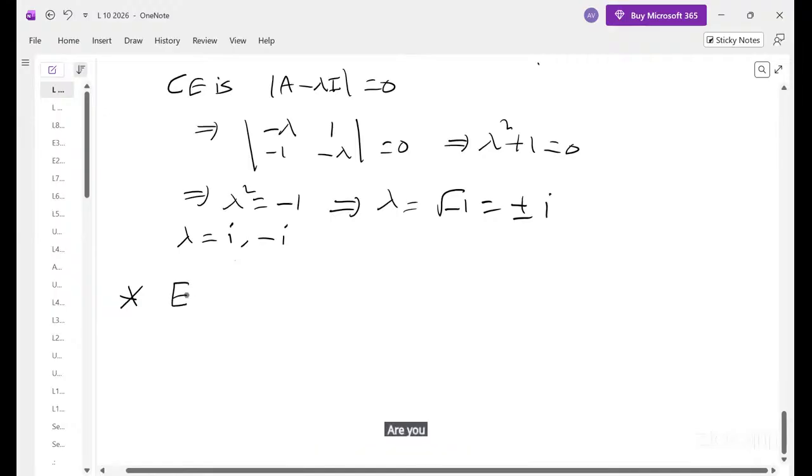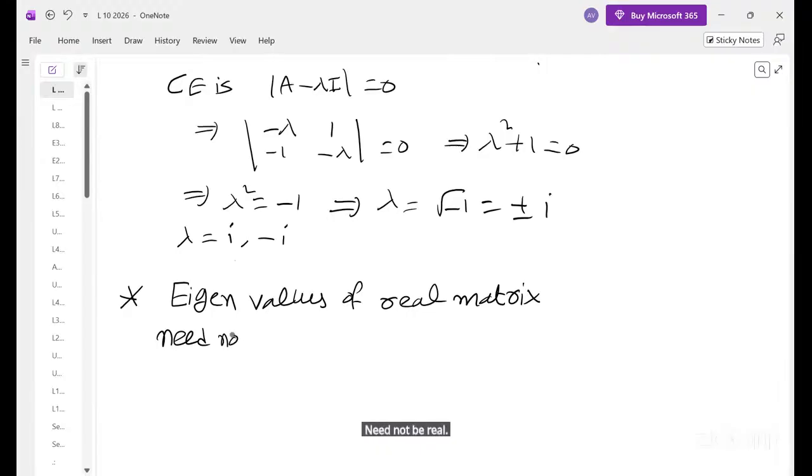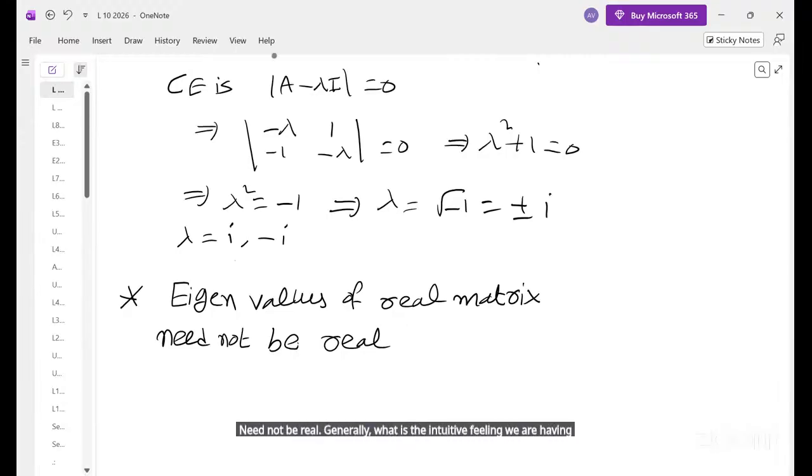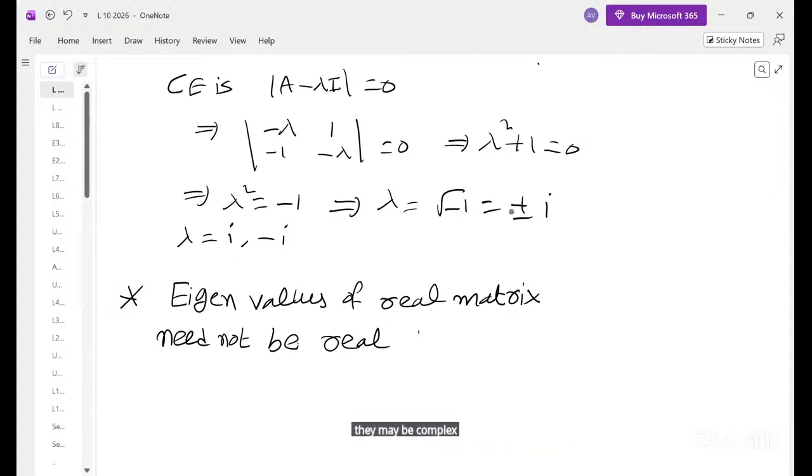Very important: eigenvalues of a real matrix need not be real. Need not be real means sometimes they may be complex also. Sometimes real, sometimes complex. Generally, what is the intuitive feeling we are having? Real matrix means the eigenvalues should be real, but that is not so. So eigenvalues of a real matrix need not be real. They can be complex. The example is above.